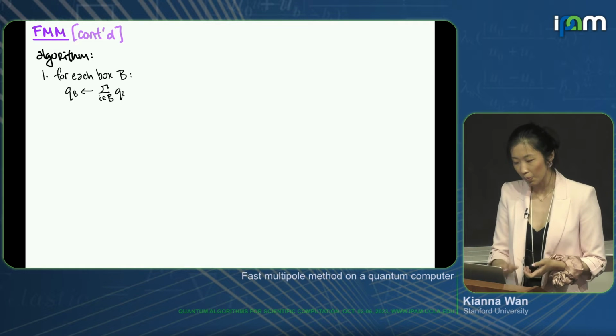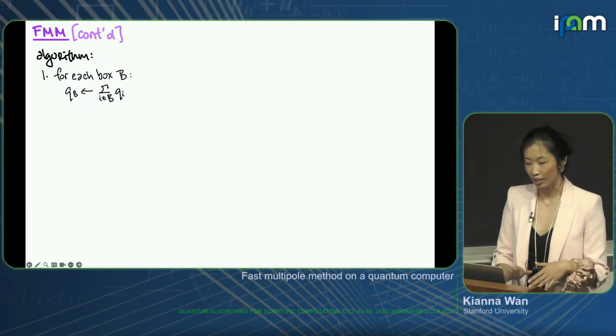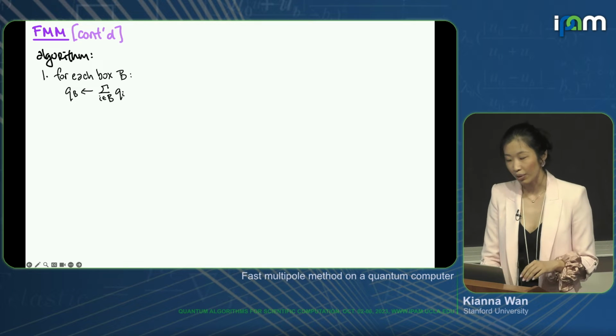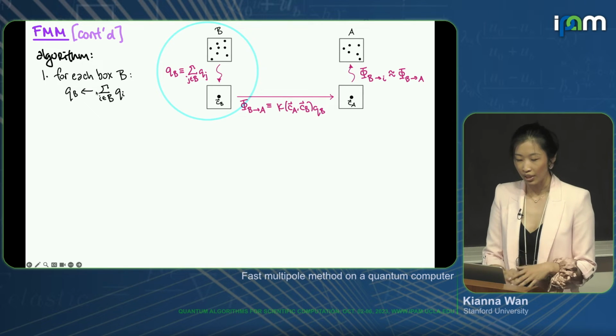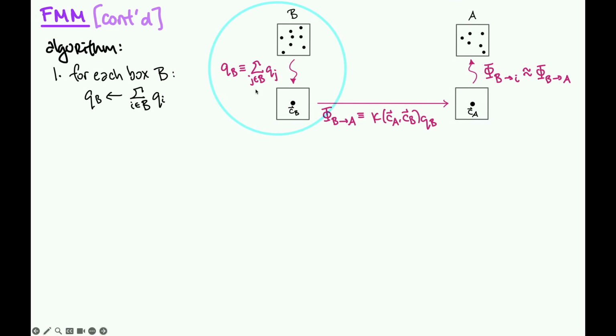OK, so putting the previous 2 slides together, here's a sketch of the full algorithm, or at least a simplified version of it. So first, for every box B, across all the levels, we sum the charges in B. This corresponds to the first step in our approximation from previously, where we took all the charges in B and just put them at the center.